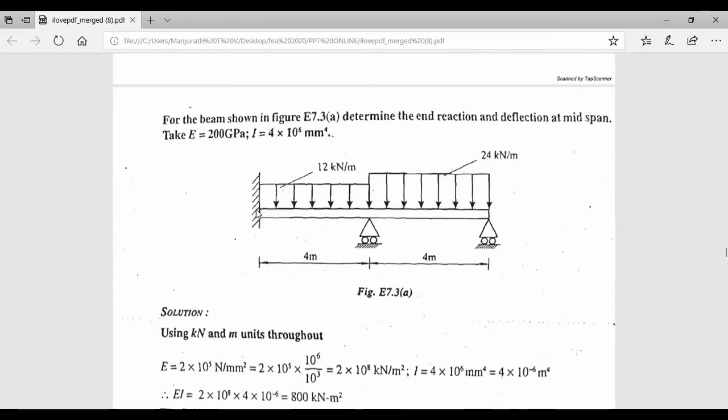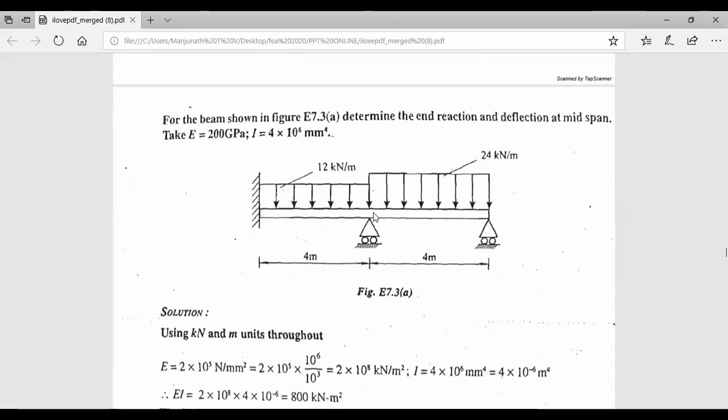Okay. Node number 1 is fixed, node number 2 is a roller support, and node number 3 is again a roller support. For these problems we need to calculate the deflection at midspan of both elements, because UDL load is acting on the first element and also on the second element, so for each element we need to calculate the maximum deflection, and also determine the end reactions. That is how the reactions take place at the constrained locations.